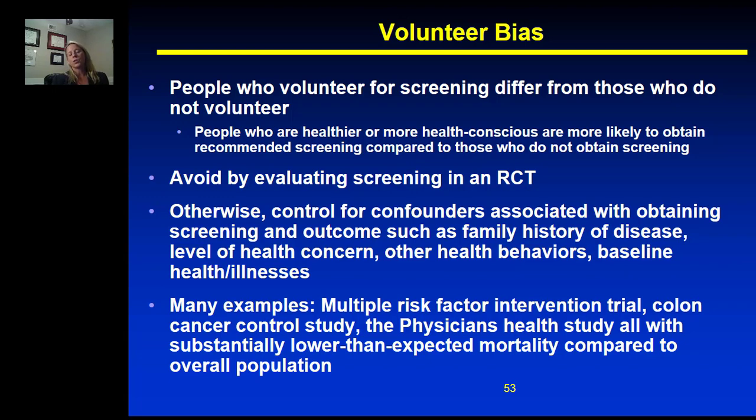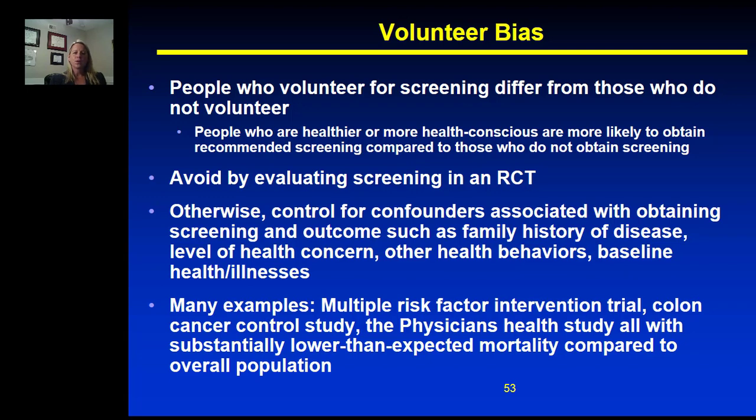So other approaches to control for the volunteer bias can involve analytical approaches, by including information about the person who participates in the screening, on their history of their disease, their level of health concern, and other health-related behaviors that we can include in models to essentially, what's called, control for those factors.